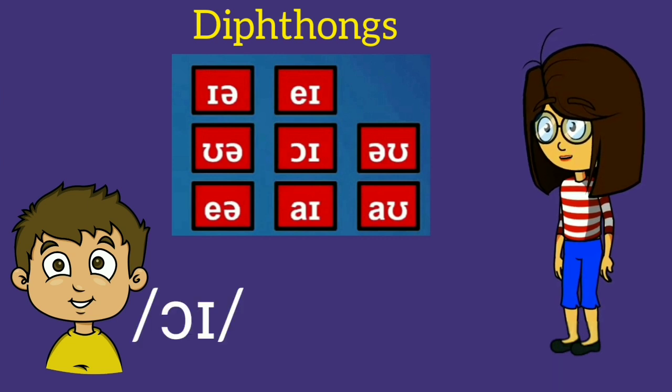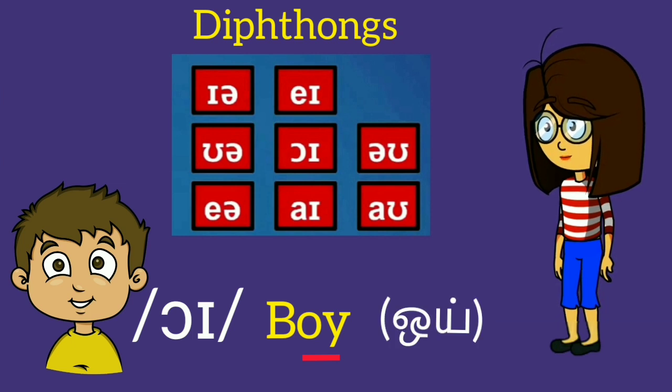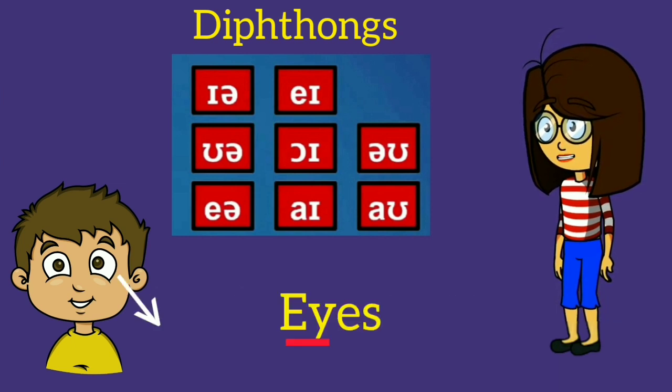Next is Oi, as in the word boy. This phoneme sounds like the Tamil letter Oi. Eyes sounds like the phoneme I. This phoneme is similar to the Tamil letter Oi.